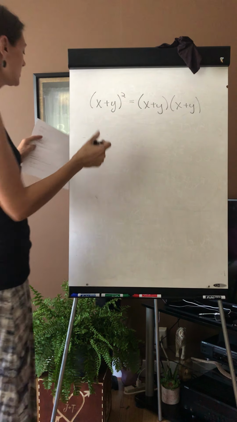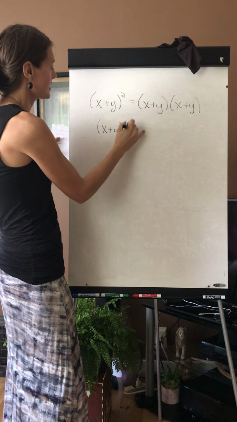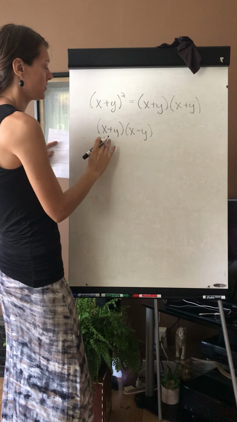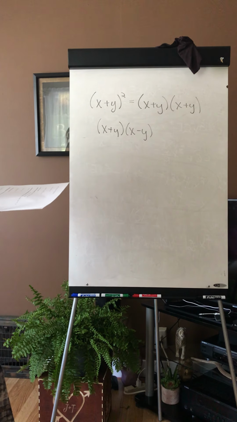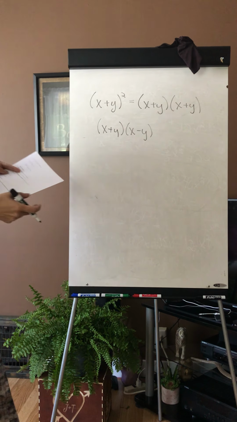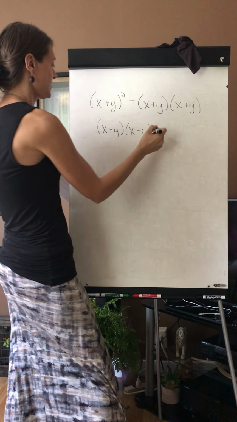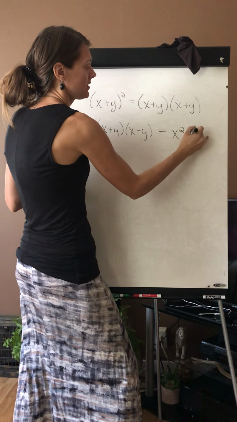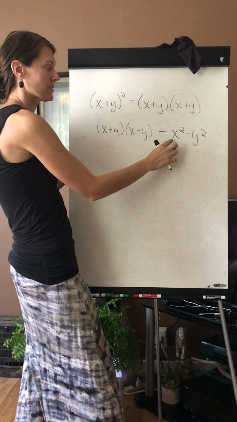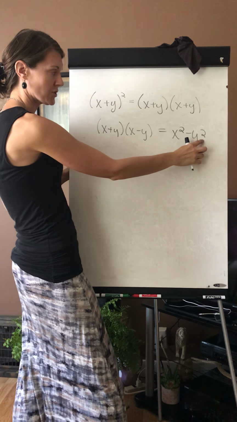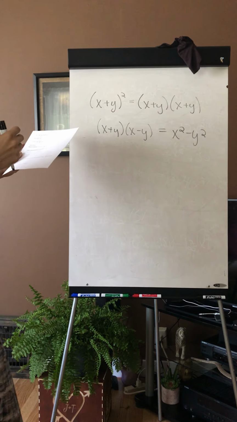Another one that is important is if you see x plus y times x minus y. So in other words, the same terms, but one's positive, one's negative. So those middle terms are going to cancel. So you're basically just squaring the first term, squaring the second term, and then it's negative. So starting on this side, we refer to this as a difference of 2 squares. So the first term is squared, second term is squared, and then it's difference because it's subtraction.